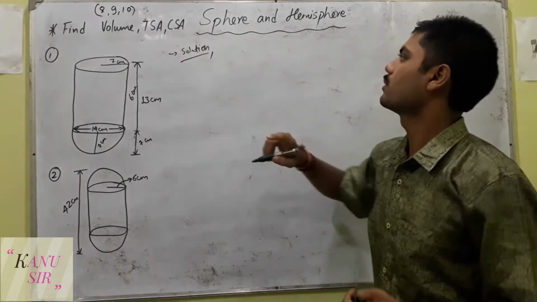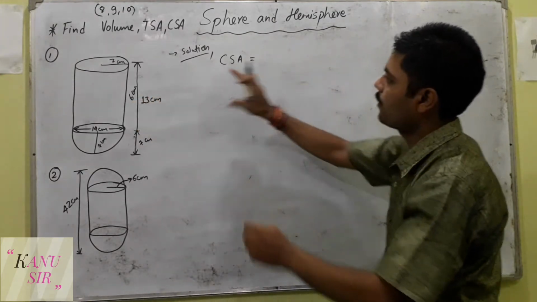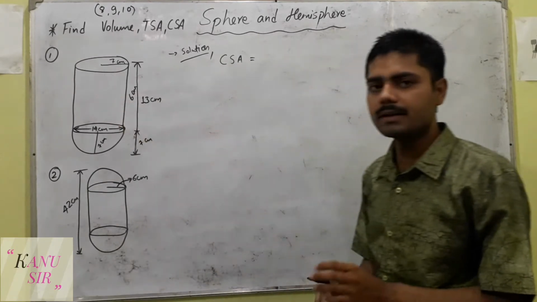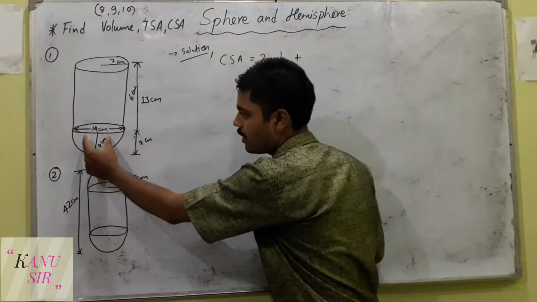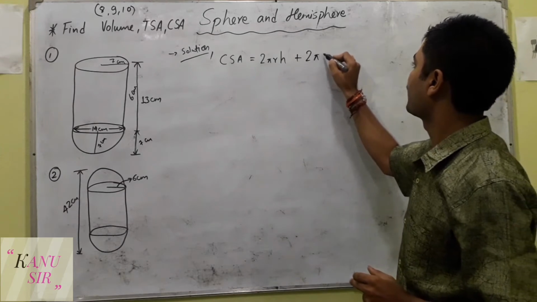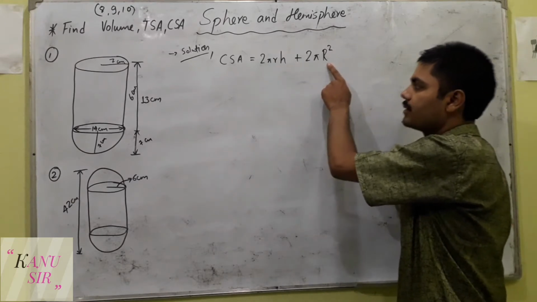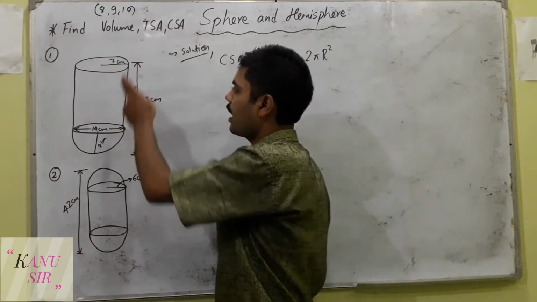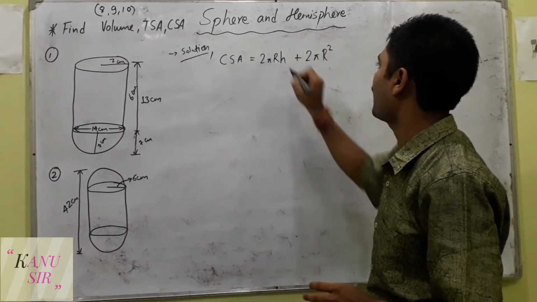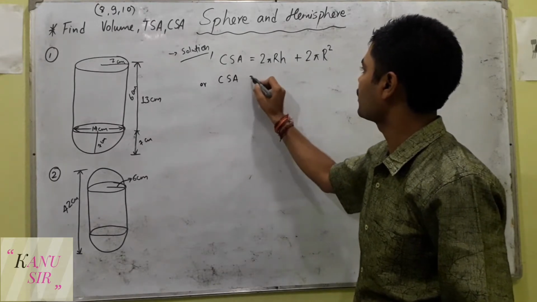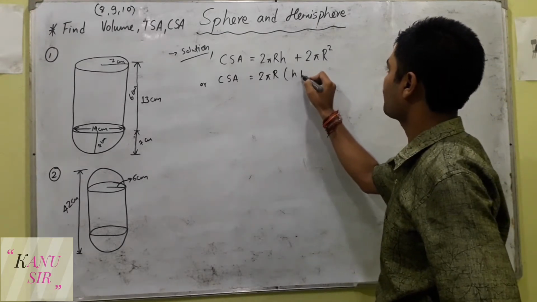First we can go with the curved surface area. The curved surface area of the whole figure is equal to the curved surface area of the cylinder, which is 2 pi r h, plus the curved surface area of the hemisphere, that is 2 pi r square. I have denoted the radius of the cylinder as small r and the radius of the sphere as capital R, but in this condition the radii of both the cylinder and the hemisphere are the same. So you can change this r to capital R. CSA is equal to 2 pi r is common, you can take 2 pi r common, and you will get h plus r left in the formula.